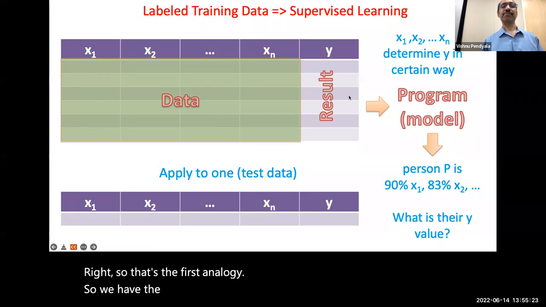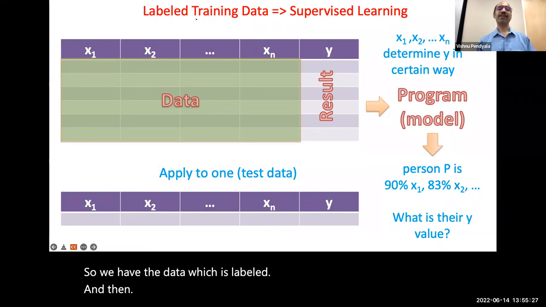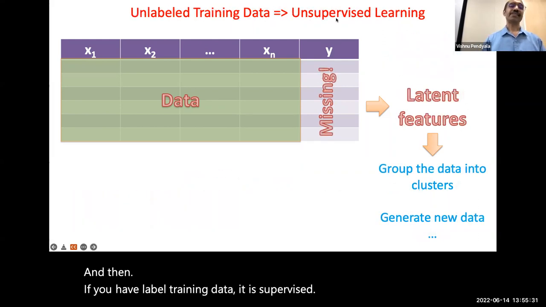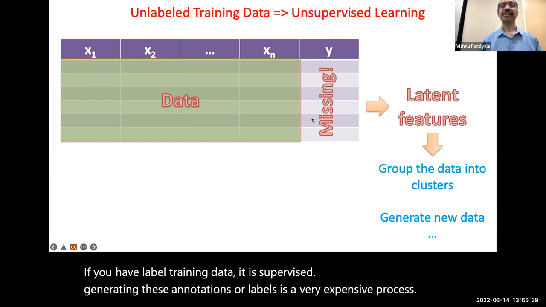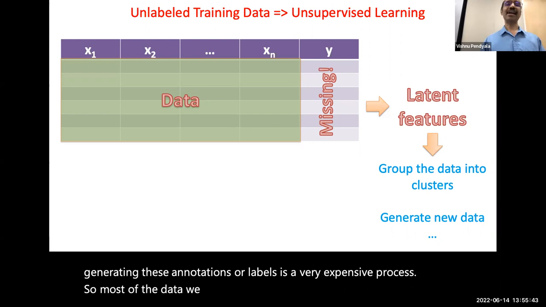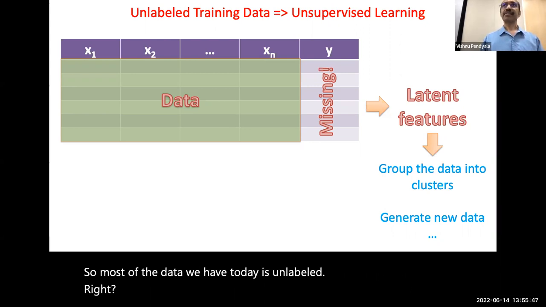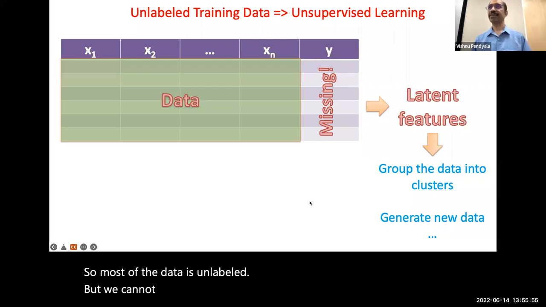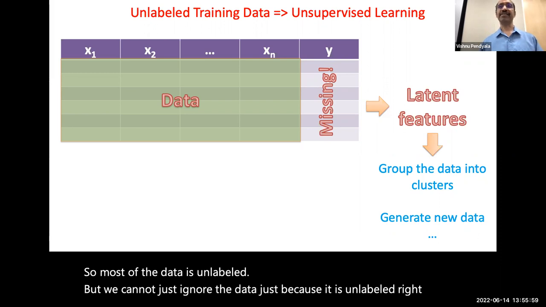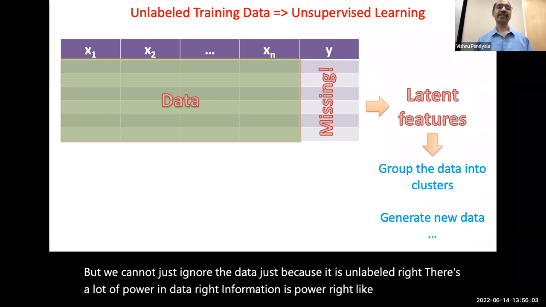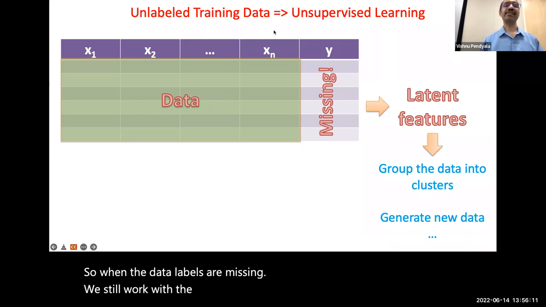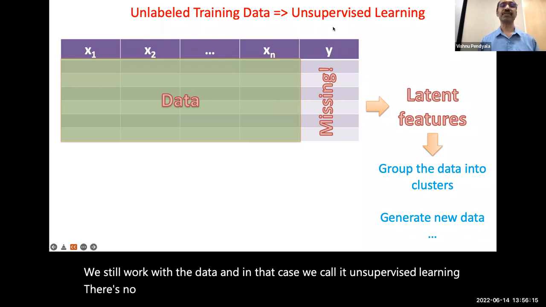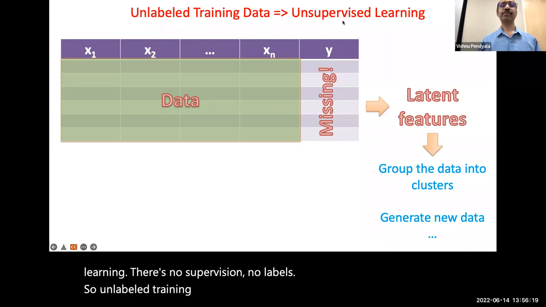So we have the data which is labeled, and if you have labeled training data, it is supervised. But generating these annotations or labels is a very expensive process, right? So most of the data we have today is unlabeled, but we cannot just ignore the data just because it is unlabeled. There's a lot of power in data. Information is power. So when the data labels are missing, we still work with the data, and in that case we call it unsupervised learning. There's no supervision, no labels. Unlabeled training data implies unsupervised learning.